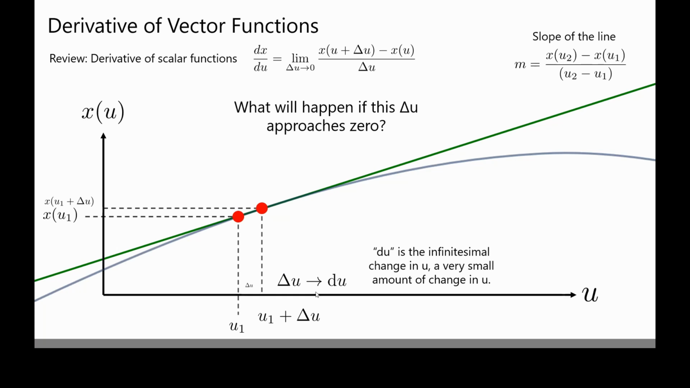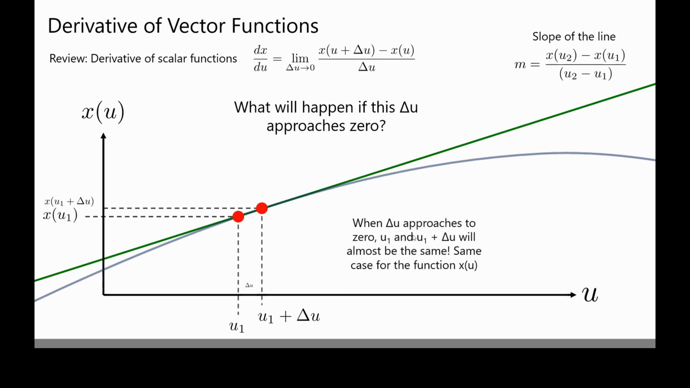So you change your delta u now into du. du is the infinitesimal change in u, a very small change or a small amount of change in u. So we can just replace delta u with du. When delta u approaches 0, u1 and u1 plus delta u will be almost the same. Remember that. When it is very close, of course they are not equal, they are not the same, but almost the same. And that effect will also happen for your x, for your function x(u).